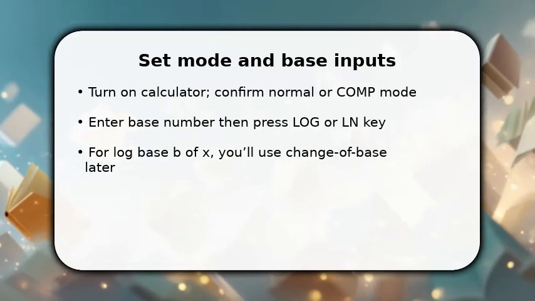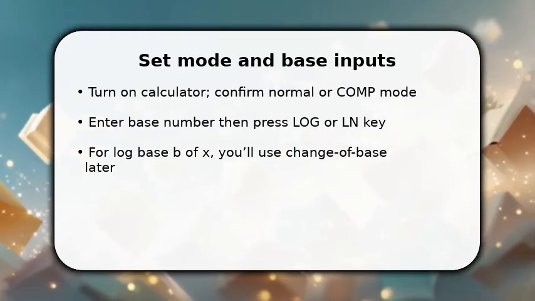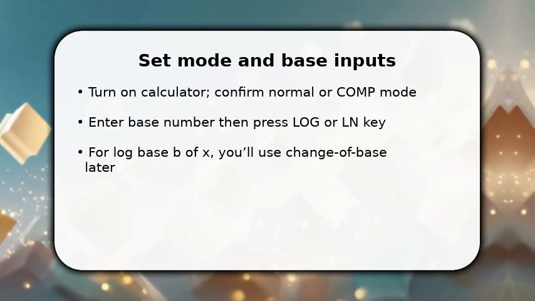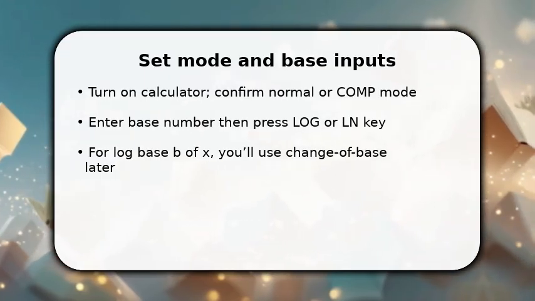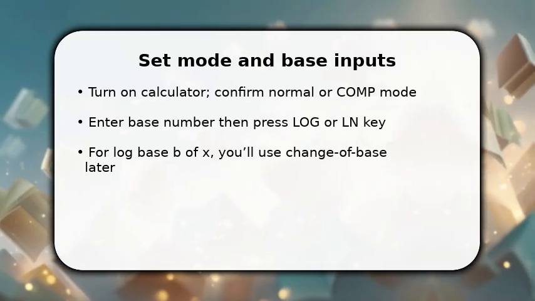You start by setting the Casio to COMP or Normal mode. This ensures direct numeric log functions work. Enter the number whose log you need, that's your x. If you want log base 10, press log now. For natural log, press ln.